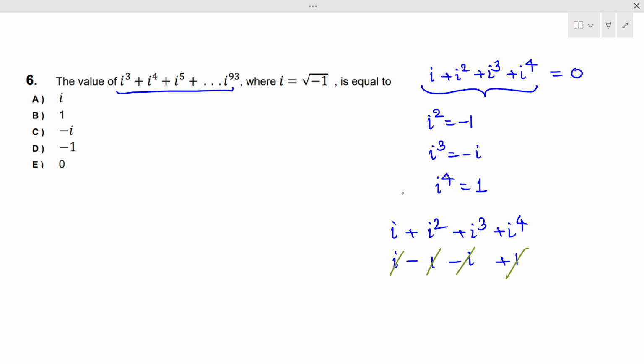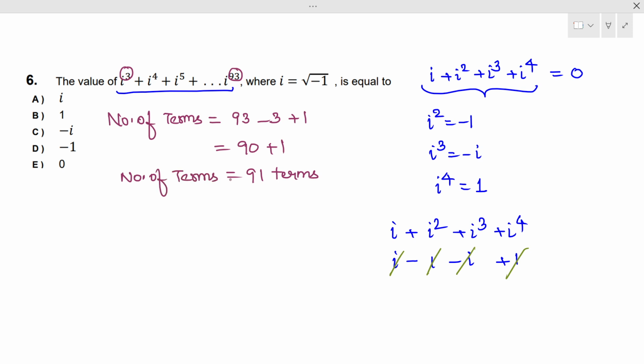Now the very first thing to find here is how many terms there are. To find how many terms there are, you simply check where it is starting from. It is starting from 3, right? And it is ending at 93. So 93 - 3 + 1, so it will be 90 + 1. So 91 terms are there.